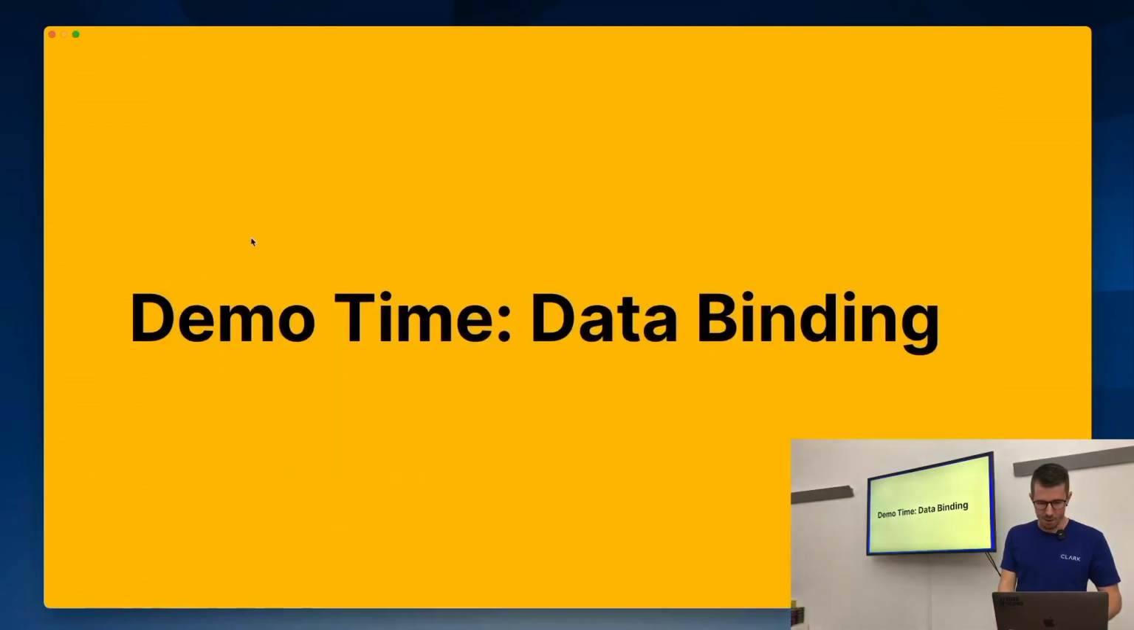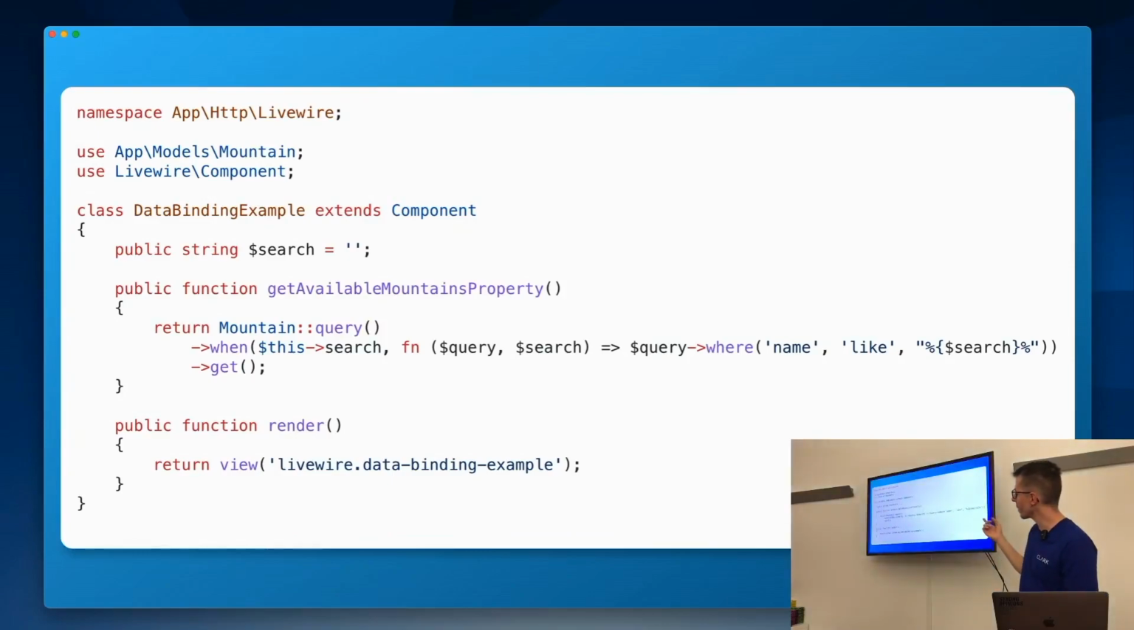And all of this works with, or the example previously was, an Eloquent query. And this is the code behind this. It's a little bit smaller, probably. But we only added a new method here, getAvailableMountainsProperty, which appends a where clause to the query if the search field or the search input is filled. And we just add a like query or condition to the query, and that's basically it.